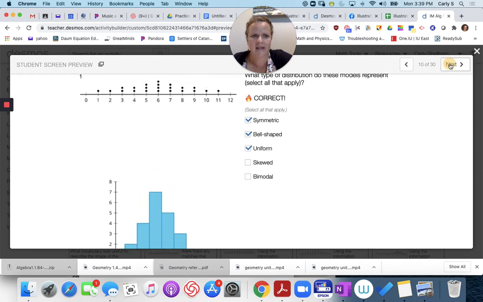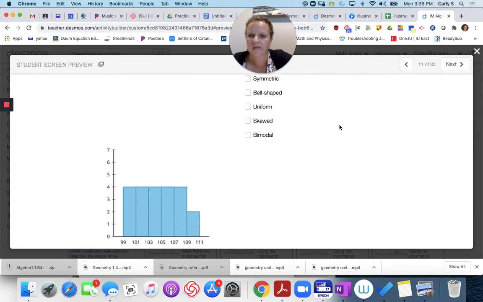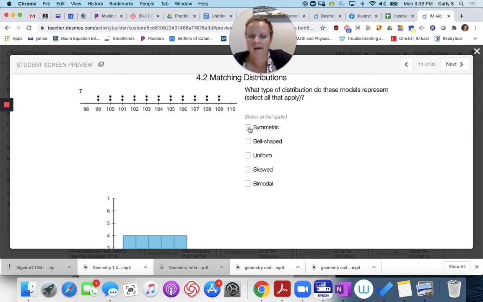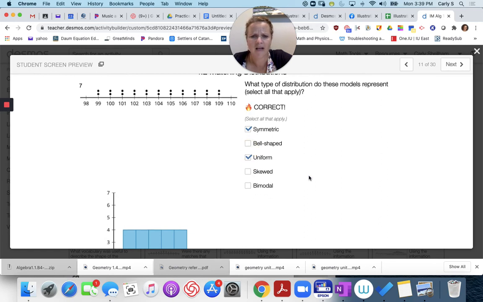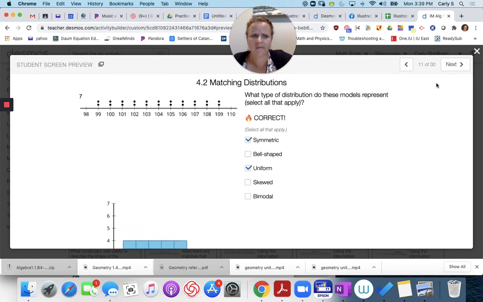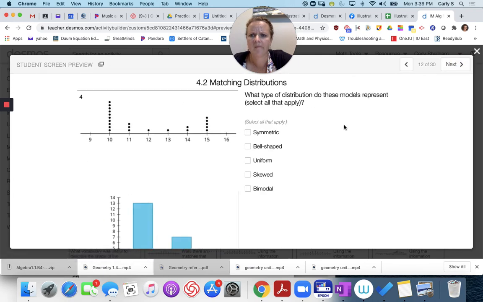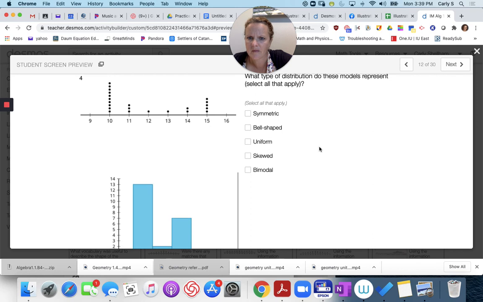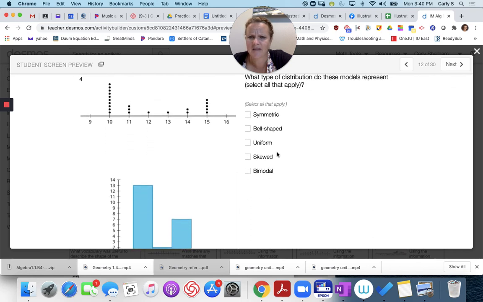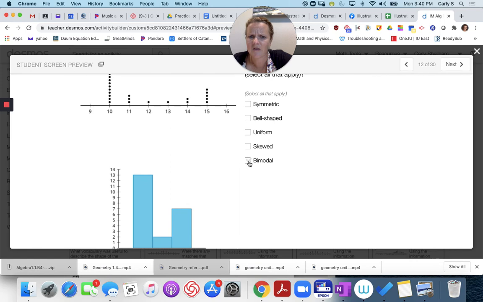All right, let's see the next one. I think it's symmetric, not bell-shaped. I think it's uniform. It's not skewed and it's not bimodal. I don't think this one's symmetric. It's not bell-shaped. It doesn't look uniform. I think it's just bimodal.